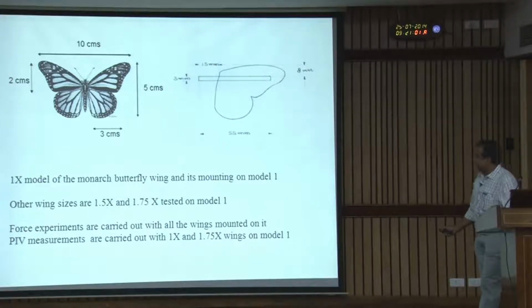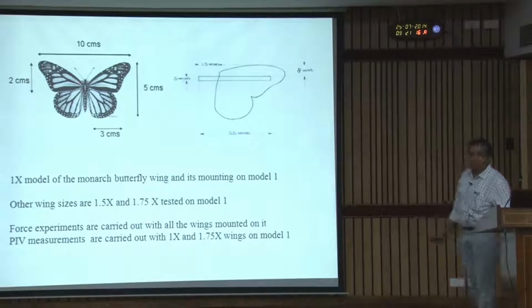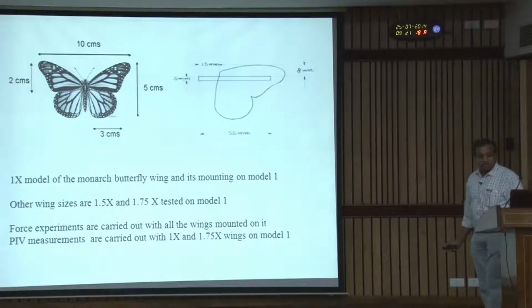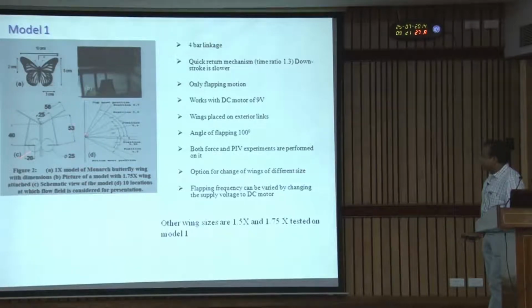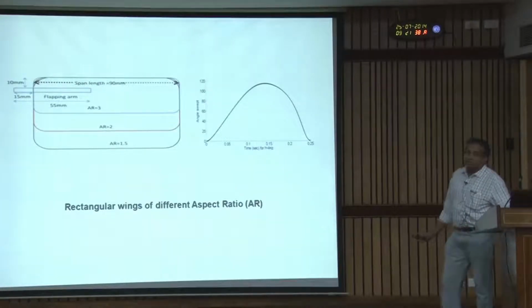We took a monarch butterfly shape and just scaled it up and down. The sizes are the 1x model, 1.5x, and 1.75x model, which are just Xerox zooming of this. This is how we fix this butterfly shape wing, and then we look into the flow field at different locations. We can see the wing position also, exactly how it is deforming, and we also compare with some other wing of similar size and similar area.